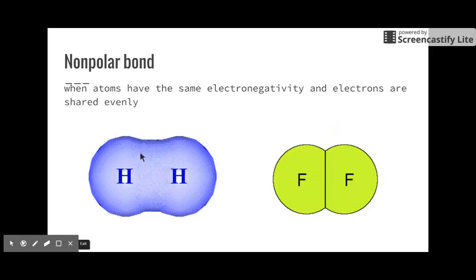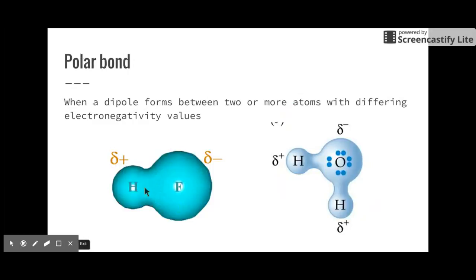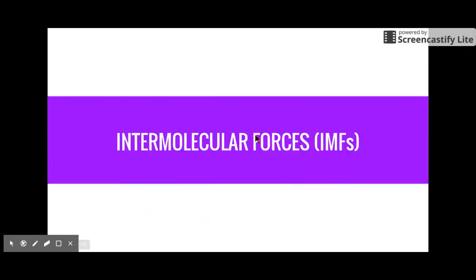So nonpolar bonds like H and H or F and F, H2, F2, are equally shared electrons. They have equal electronegativity values and nobody's hogging those electrons. Polar bonds, on the other hand, have unequal sharing. Fluorine is pulling a little bit better on its electrons than hydrogen. Same thing with water, H2O. Oxygen is slightly more negative in charge because the electrons hang around it more. It's better at pulling them in. So these are known as polar bonds.